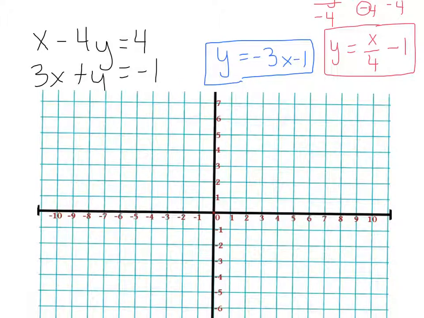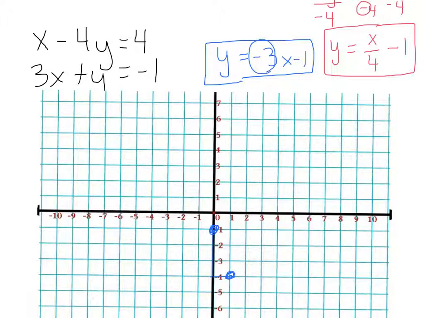Okay, so I've got my two equations. I've got the blue equation and the red equation, and I'm going to graph them both. Let's graph the blue one first. To graph it, I go down 1 and put a point. And then my slope is negative 3, so I'll go down 1, 2, 3, and to the right 1.